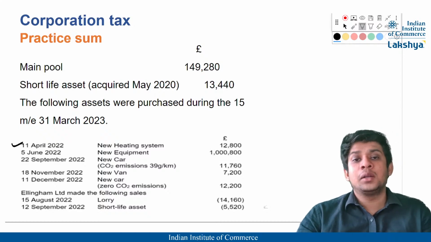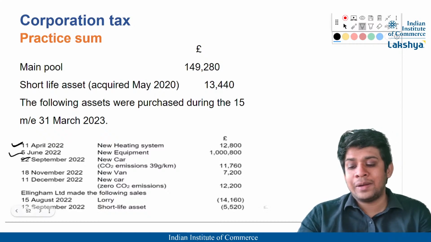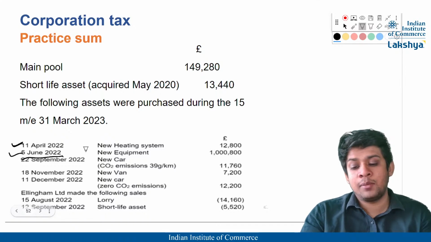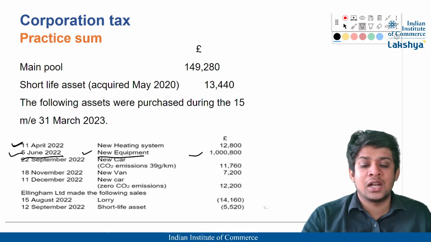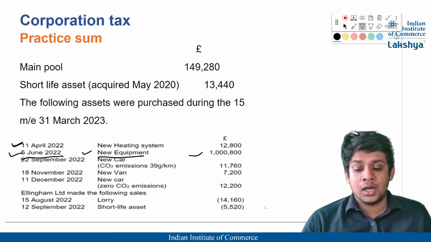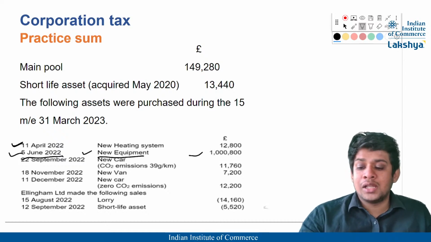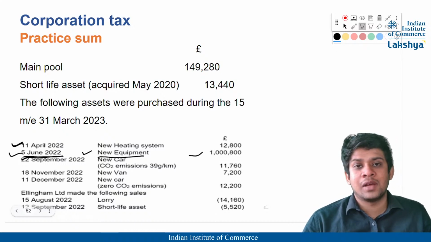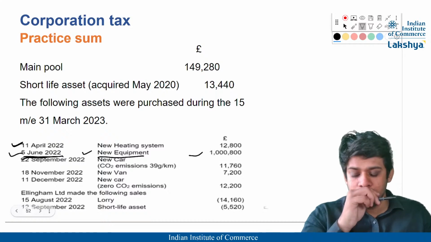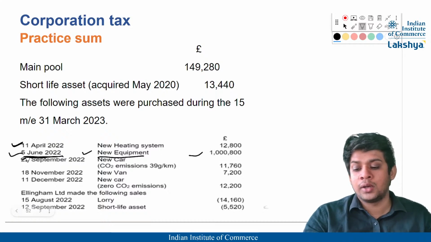So you can benefit more from that. On 5th June 2022, that means within the same year, the first 12 months period, they also purchased a new equipment which had a value of 1,800,000. On this new equipment, you can see it is purchased between the time period 1st April 2021 to 31st March 2023. So they will get a super deduction for it.